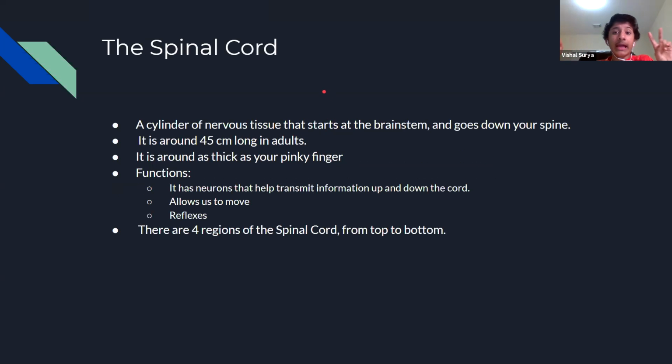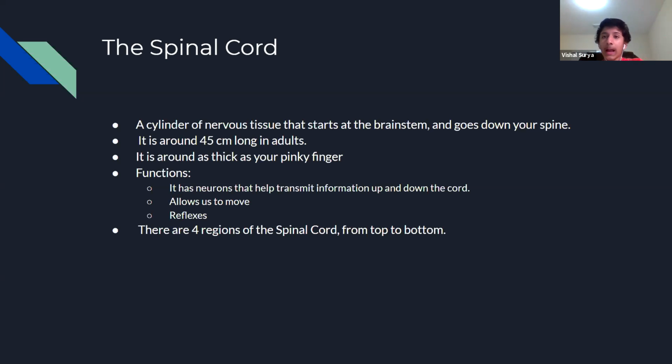Now let's get into the second part of the lesson. In this part of the lesson, we'll go over the spinal cord. The spinal cord is essentially a cylinder of nervous tissue in your spine, and it starts at the brainstem and goes down your spine. It is around 45 centimeters long in adults, and it's around as thick as your pinky finger. So you can imagine it's pretty thin and stretches over a really long distance.